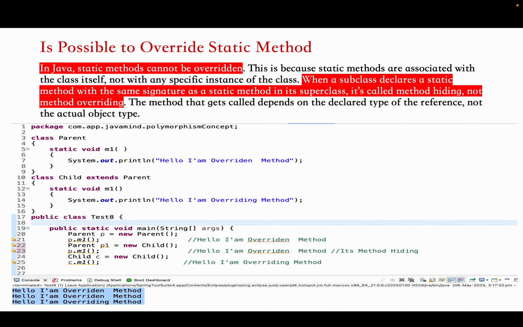Guys, this is the concept. If anybody asks you, you can show this example. The method that gets called depends on the declared type of the reference, not the actual object type. Already I have mentioned this. Okay, so I hope you are clear why it is not possible to override a static method in our Java application. Good? Yes.